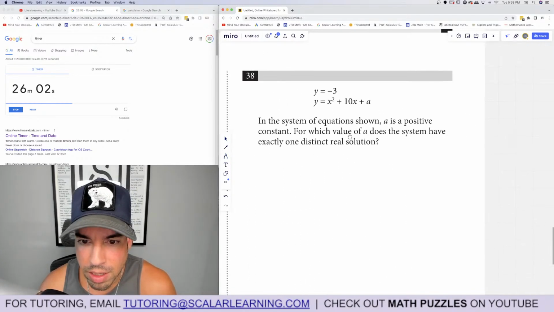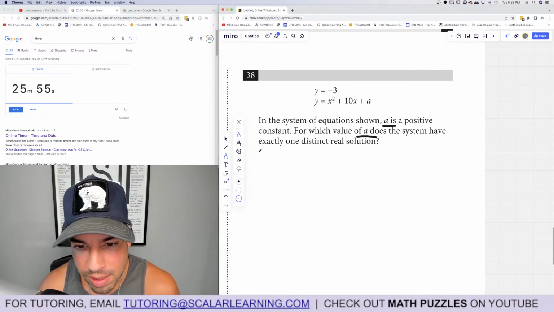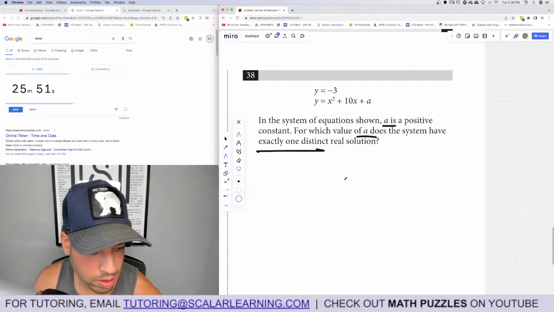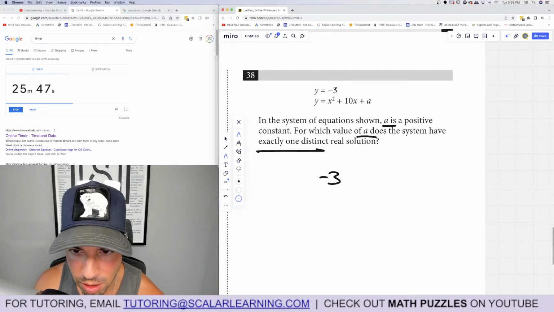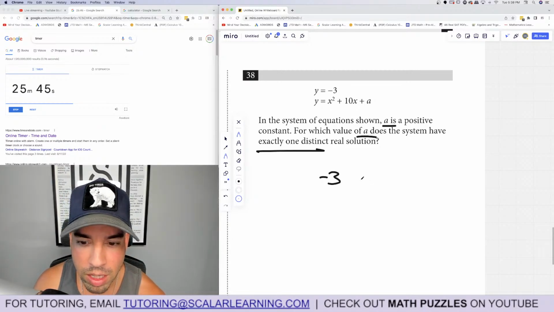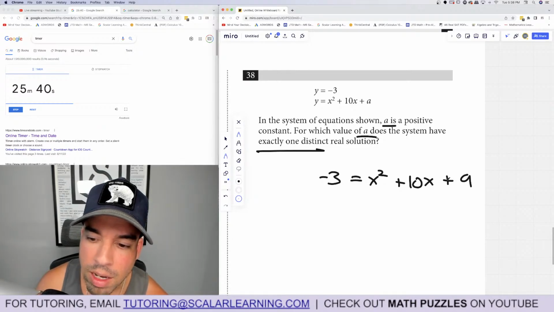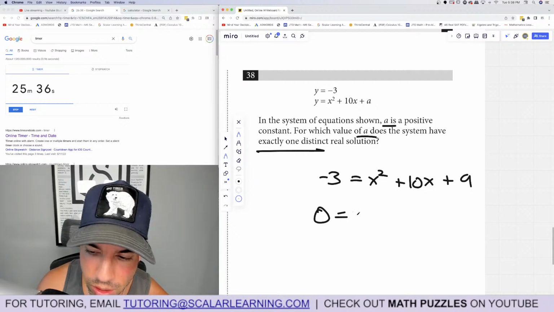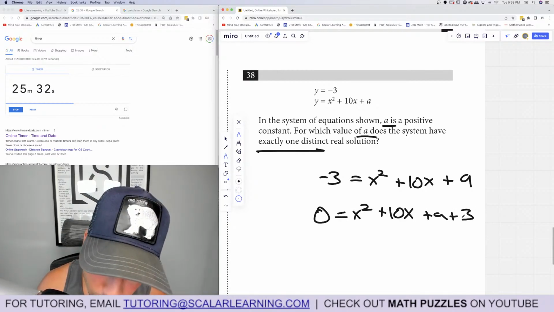Last but not least, 38. In the system of equations shown, a is a positive constant. For which value of a does the system have exactly one distinct real solution? So when we say the solution of the system, we need to set these equal to each other. So I'm going to substitute, because I can substitute for y, right? Negative 3 equals x squared plus 10x plus a. And then I'm going to subtract 3 from both sides, and I get 0 equals x squared plus 10x plus a plus 3. So why did I do that?